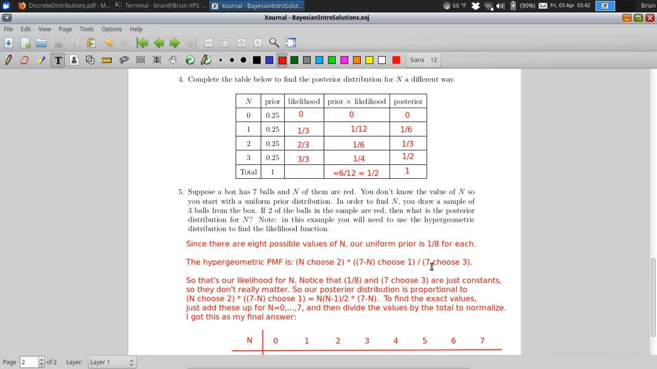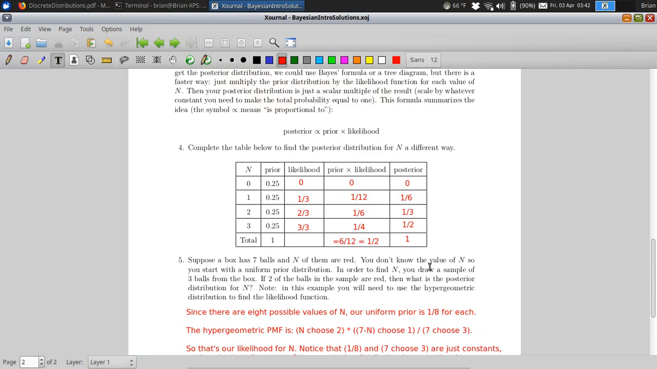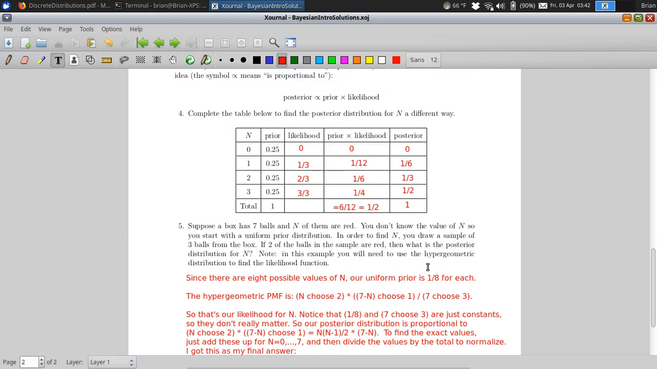Now one thing to notice when you do the calculation of the posterior distribution is that you're doing the prior times the likelihood, but then you don't really care what the constants are in this formula. You really only care about the important variable stuff, the stuff that depends on n. So you can almost completely ignore all the constants in the formula. Like this 1/8 is just a constant. It doesn't depend on n, so we can ignore it. Same thing with the 7 choose 3. It doesn't depend on n. We can just ignore it. It's just a constant. So really the only thing that matters is this n choose 2 and then the 7 minus n choose 1.